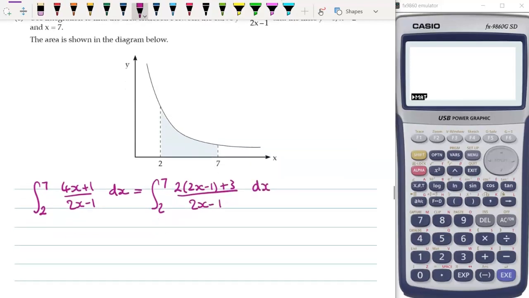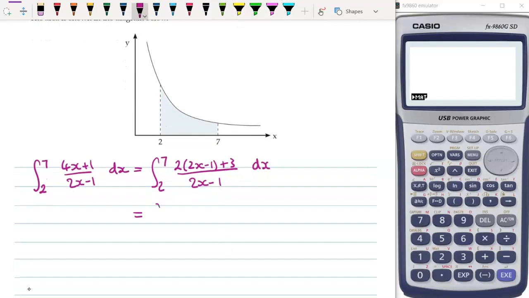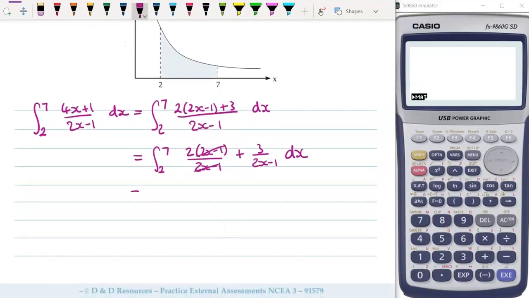And the reason we do that is so that I can now separate out those pieces. So it's 2 times (2x - 1) over (2x - 1), and 3 over (2x - 1), where those 2x - 1s cancel, and we're just left with a 2. So if I integrate the 2, I get 2x. If I integrate something over a function of x, that's natural logs. So that will be 3 on the outside, natural log of 2x - 1, but then we also need to divide by the 2 that's in there, so it'll be 3 over 2, from between 2 and 7.